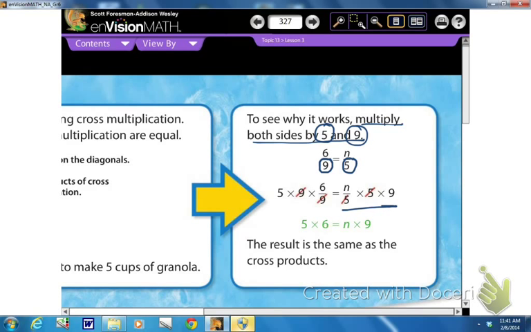Well, on the right side, if I multiply by 5, it cancels each other out, which leaves 9 times n. On the left side, if I multiply by 5 and 9, the 9's cancel each other out, which leaves the 5 times 6. So the result is the same as what we just had, 5 times 6 on the left, which equals 9 times n. And this is the same as the cross products or cross multiplication. So how cool is that? That is just the thinking behind cross multiplication.